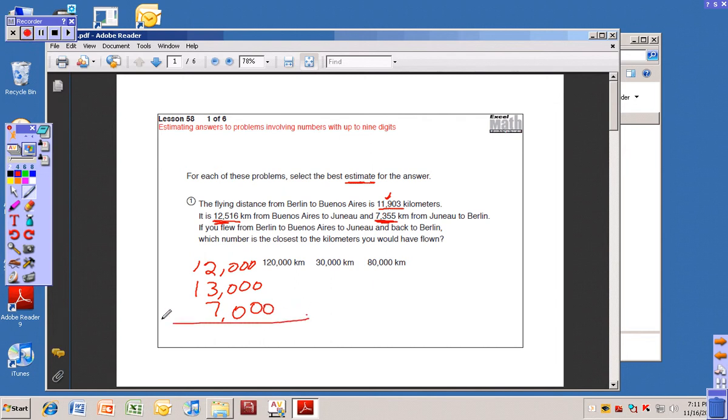And that's a pretty simple problem. So you got all the zeros down there. 13 and 7 makes 20. So that's 32,000. Now we're going to look for the answer over here that's closest to 32,000. And that would be 30,000.